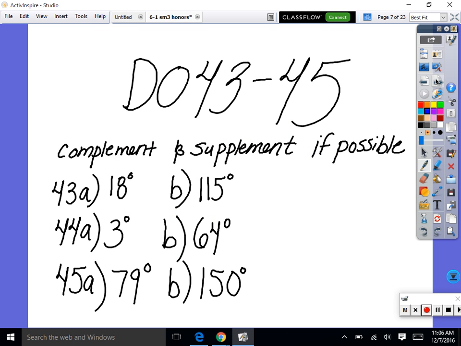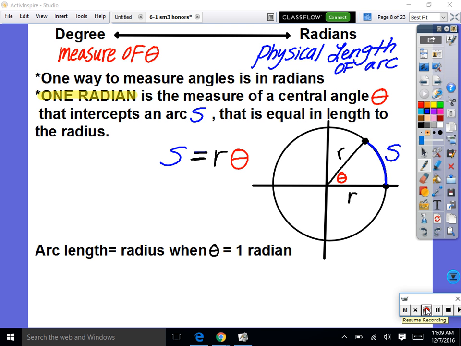All right, so these are a few more to practice really quick. There you go. The thing is, one way to measure angles is in radians. So guys, you can go from a degree angle to radians, and radians back to degrees. They are equal, they're just a different form. One's an apple, one's applesauce.